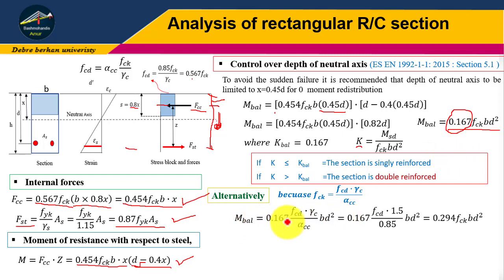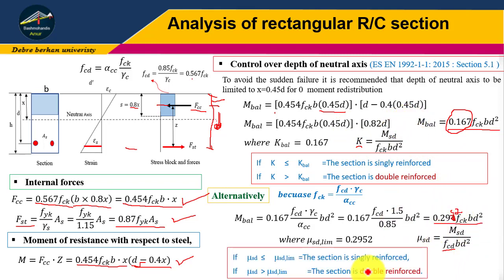M balance equals 0.167 FCD gamma of concrete divided by alpha CC b d square. So let's substitute the values. This gives 0.2952, which means mu SD limit is 0.2952. This is the same thing with FCD, B square. This is the textbook, this is Eurocode 2, the standard. So, if mu SD is less than mu SD limit, the section is single reinforced. If mu SD is greater than mu SD limit, the section is double reinforced.